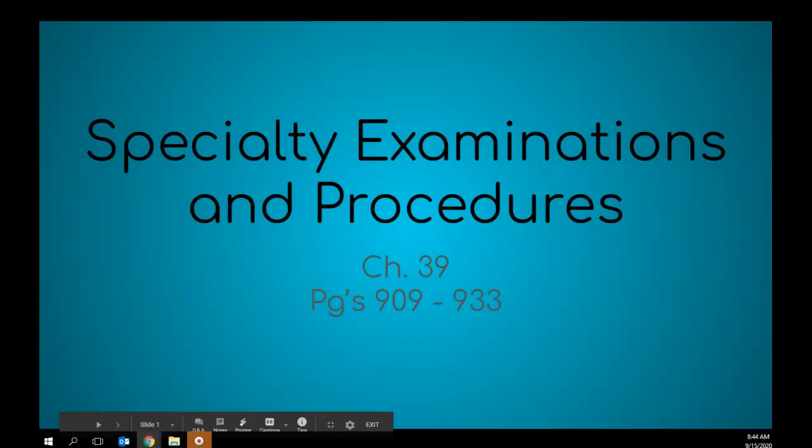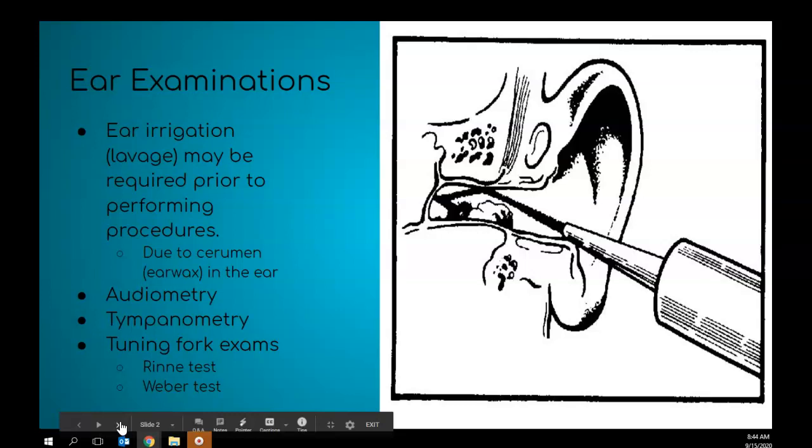Okay, so this is chapter 39, specialty examinations and procedures. As I had said, the first examination we're going to talk about is ear exams. This is where the physician examines the inside of the ear, but sometimes it needs to be cleaned so that they can see the eardrum and inspect the ear canal and make sure that it's okay. That would be where an MA comes in. They're expected to lavage or clean the ear out using water, and I will demonstrate that today in class.